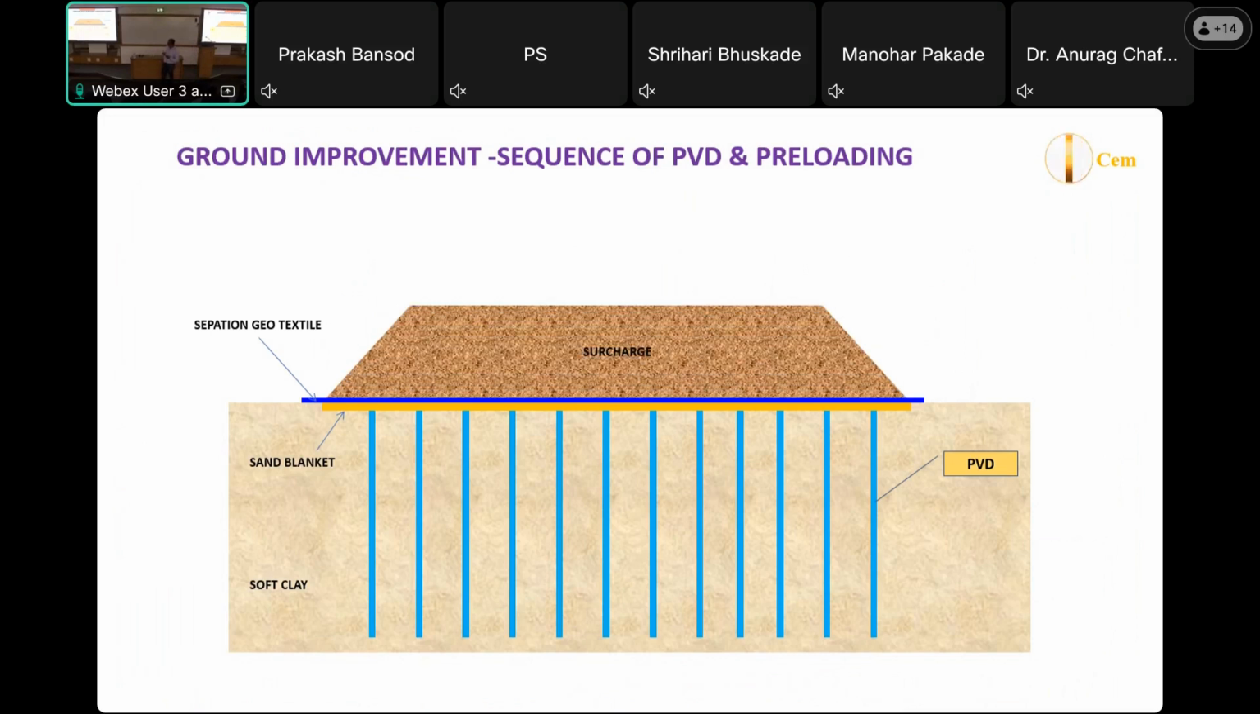If it has a lot of fines, these fines will go inside the drainage blanket or sand blanket and choke it. To avoid that choking, we put a separation geotextile, so no fines go inside the sand blanket or drainage blanket. With this, water will come and it will dissipate.